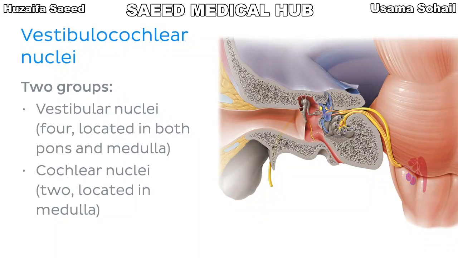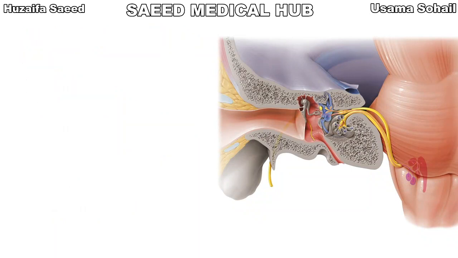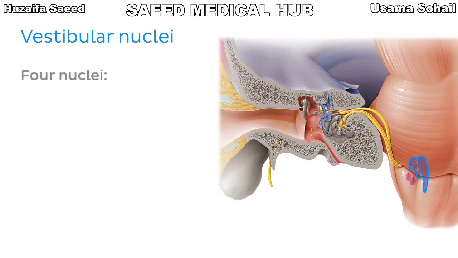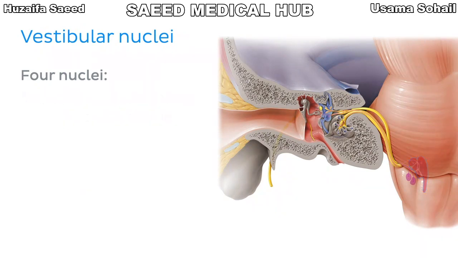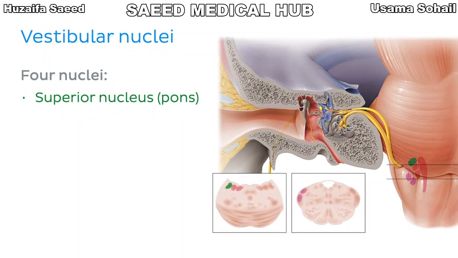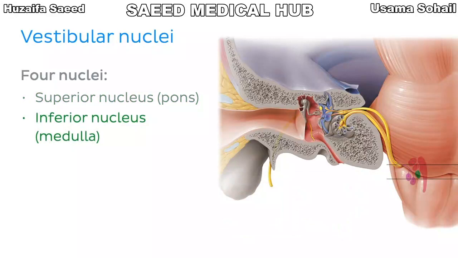Let's now go through our nuclei, and of course let's begin with the vestibular nuclei, and there are 4 of these located on each side of the brainstem, and you can remember the names of these nuclei easily because each has a name of an anatomical direction. The first nucleus we're going to look at is the superior nucleus, which is the most superior and lateral nucleus, and it's located within the pons. Next is the inferior nucleus, which is the most inferior nucleus and is located within the medulla.